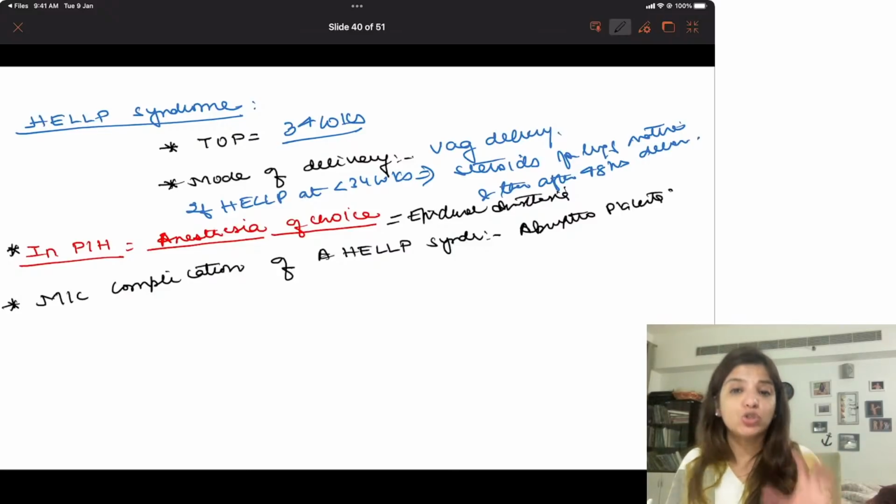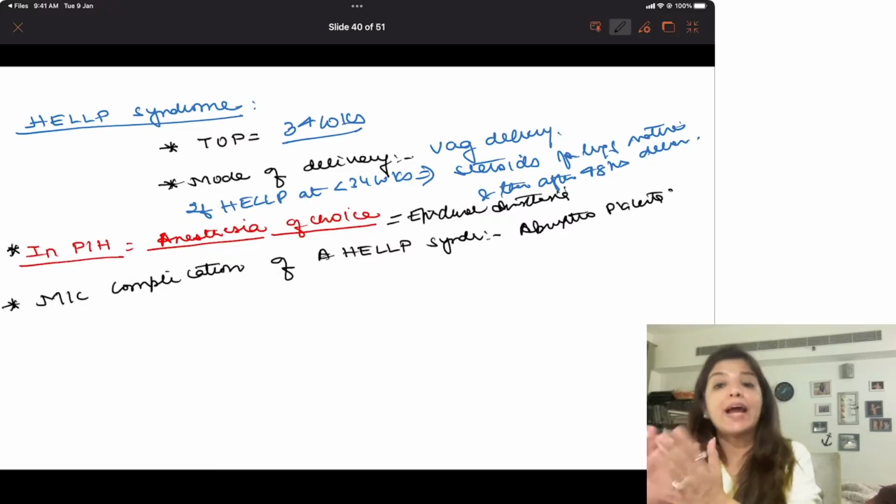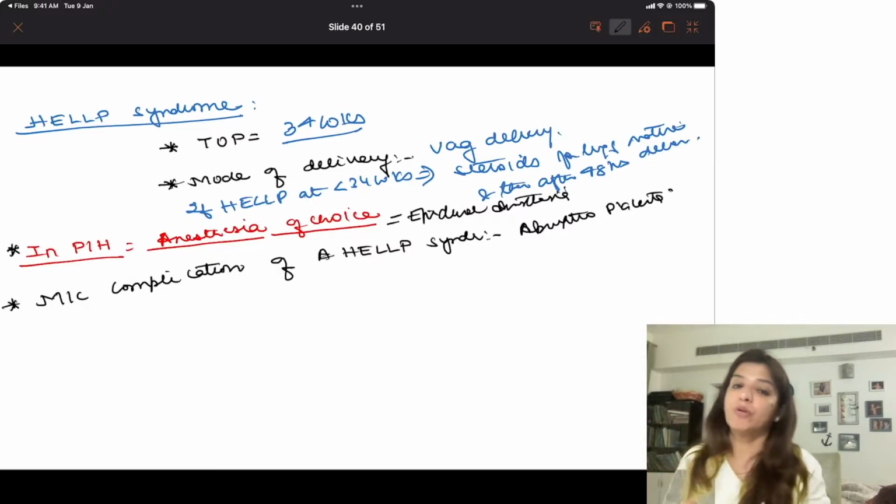Please also you should be knowing how to differentiate patients of HELLP syndrome, acute fatty liver of pregnancy, and cholestasis. All these three, how you have to differentiate, and hyperemesis gravidarum. How you have to differentiate between them, you should be knowing. You may get a clinical question on any of these.